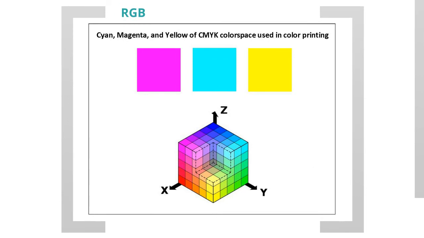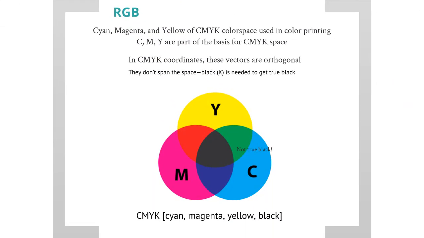These colors look familiar. They are actually the cyan, magenta, and yellow of CMYK color space, used for color printing. We can represent a color in CMYK space as a vector of this form. In this coordinate system, these vectors are orthogonal. Note that without black, we cannot span the space.